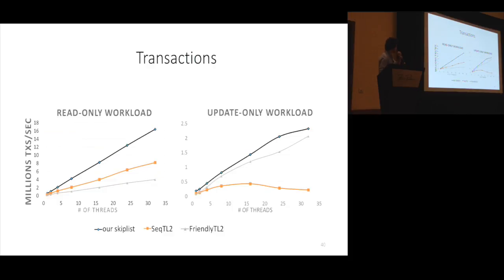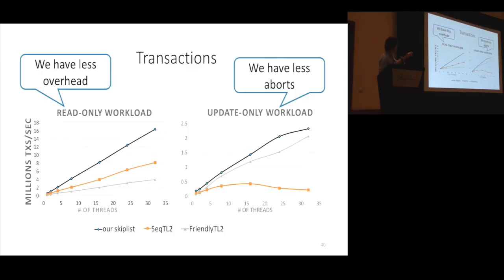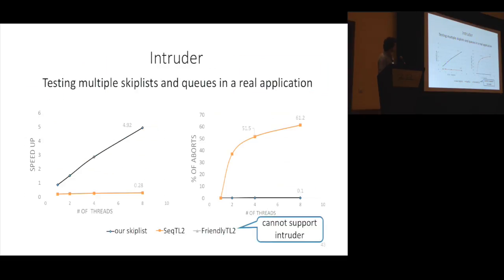Okay, we also compare our transactions to a sequential skip list running on top of and also with some friendly library that uses TL2. Here we see a read-only workload and an update-only workload. It's also a throughput graph. The read-only workload suggests that we reduce overhead with our optimization, and therefore we're better here. The update-only workload suggests that we have much fewer aborts than the sequential over TL2.